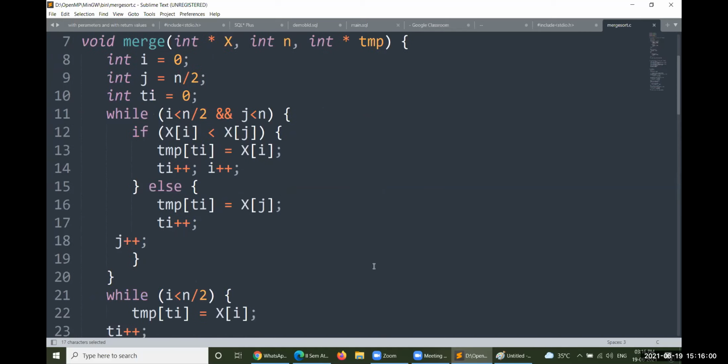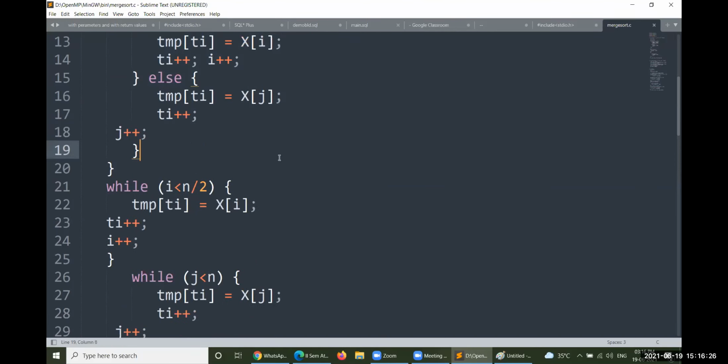I believe you have some idea of what the merge operation is. If you don't, I'd suggest you read Sartaj Sahni, Horowitz, and Rajasekaran, Fundamentals of Algorithms. Please go through that book and you will get the proper idea. This merge operation is common for any merge sort algorithm.